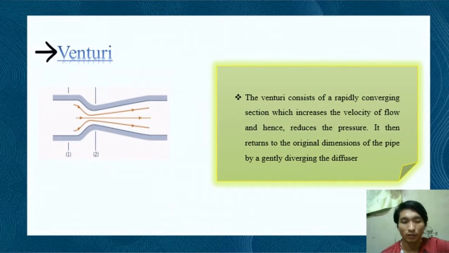Okay, so the last flow meter is the venturi. The venturi consists of a rapidly converging section which increases the velocity of flow and hence reduces the pressure. It then returns to the original dimension of the pipe by a gently diverging diffuser. By measuring the pressure difference, the discharge coefficient can be calculated. This is a particularly accurate method of flow measurement as energy loss is very small. The same principle and calculation as the orifice plate is applied to the venturi, with the only change being A2, which means the area of this part.